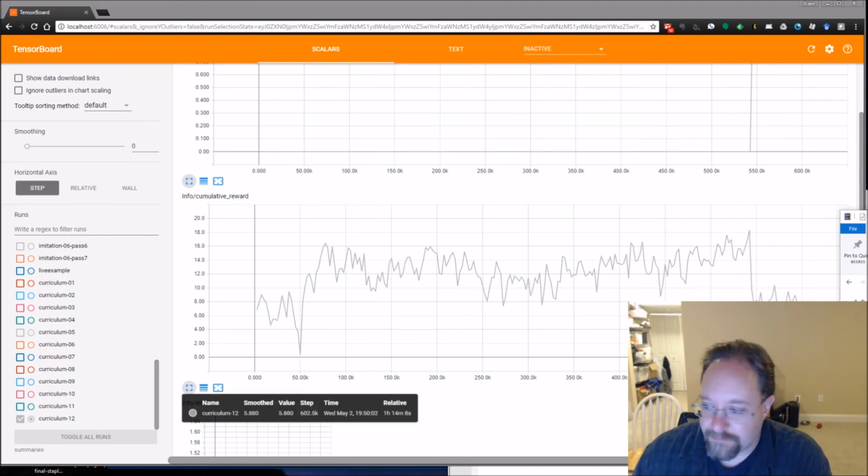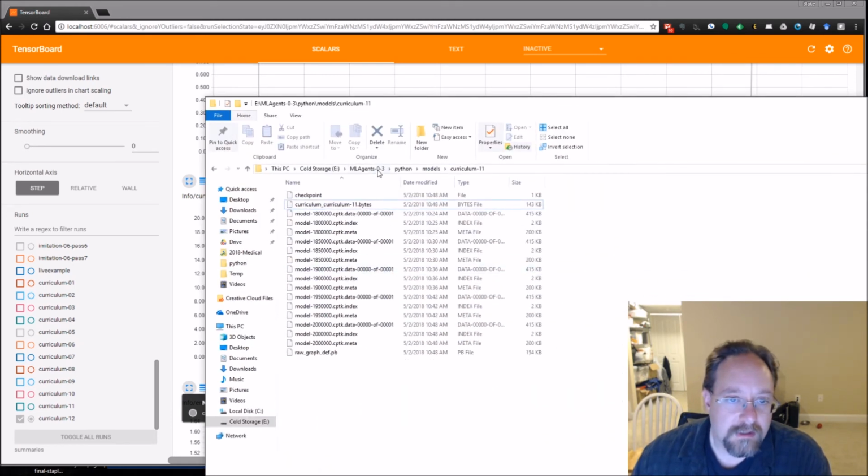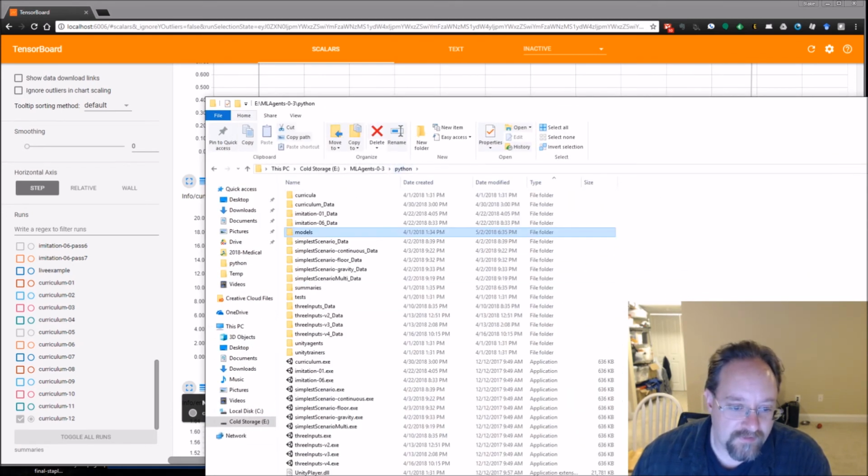And let me pull up the directory here. Here we go. And so that goes into a JSON file that just hangs out with all of the other files.